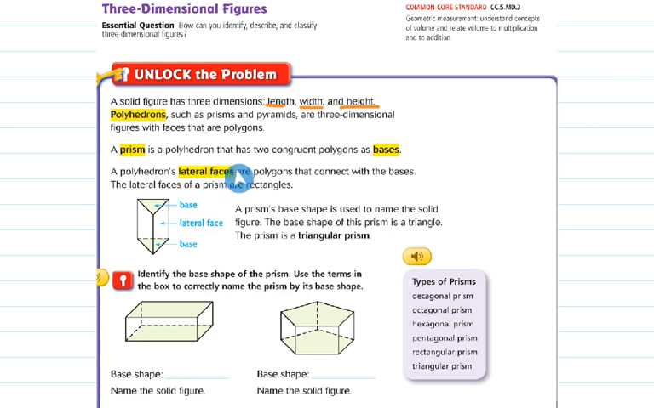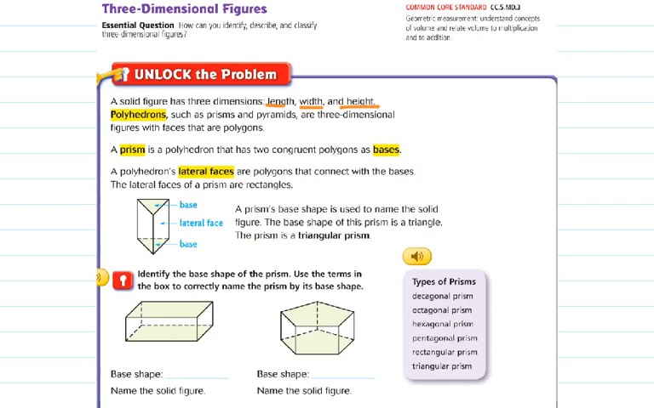A polyhedron's lateral faces are polygons that connect with the bases. The lateral faces of a prism are rectangles. A prism's base shape is then used to name the solid figure. The base of this prism is a triangle, so the prism is a triangular prism.